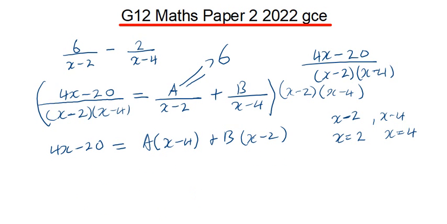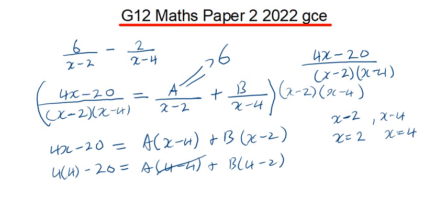Let's try to find our b. To find our b, I believe we have to substitute with 4. So we're going to say 4 multiplied by 4 there, minus 20, is equal to a. Then you're going to have a 4 minus 4 there, then plus b, you're going to have a 4 minus 2 like that. So you observe to say this goes to 0.